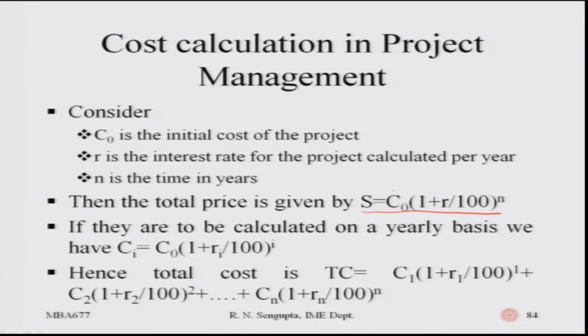Which means that if the initial cost of the project is C0, then the total price would be given based on the fact that R is the interest rate calculated per annum, very simplistically, and it is found out in percentage terms. So for each year increase, the value is increasing by this factor.